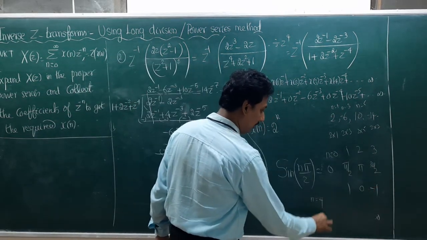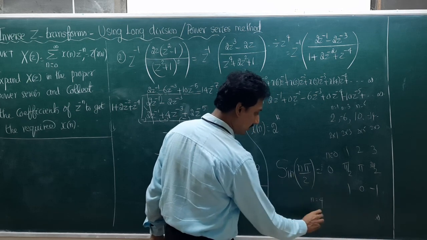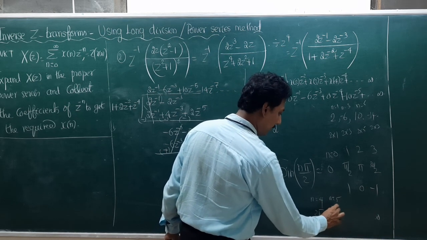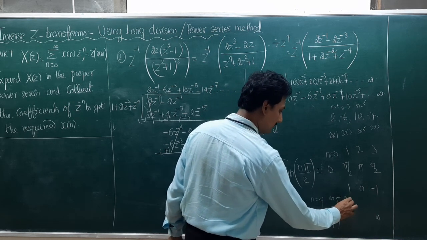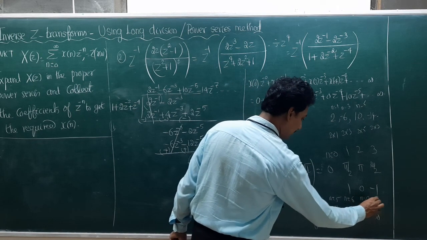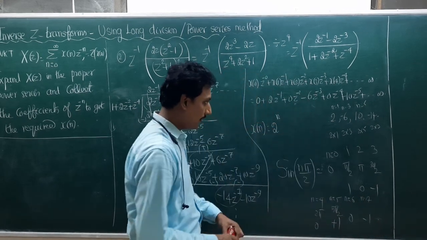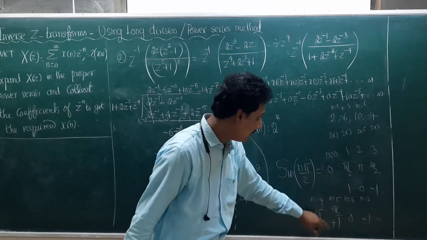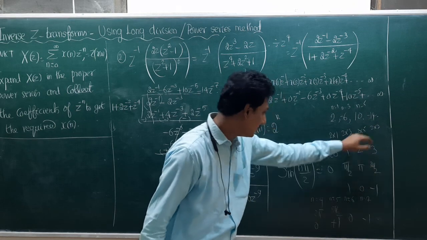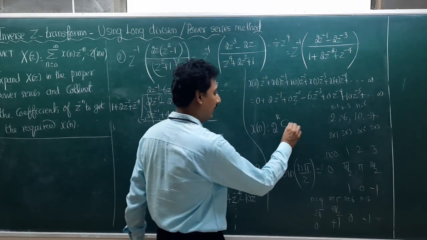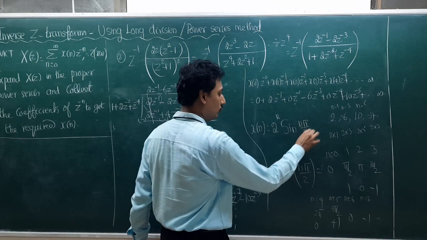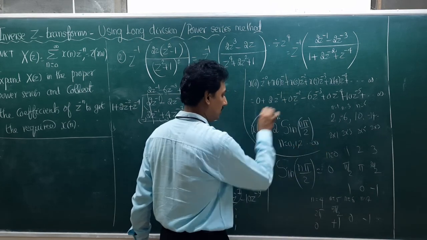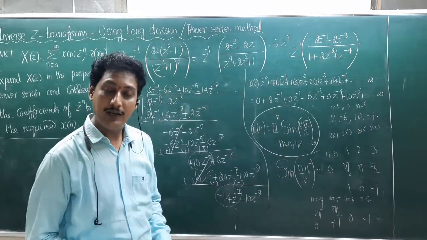For n equal to 4, it is 2 pi, sin 2 pi is 0. For n equal to 5, it becomes 5 pi by 2, it is plus 1. For n equal to 6, it is 0. For n equal to 7, this becomes 7 pi by 2, which is minus 1. So 1 means plus 1, 3 means minus 1, 5 means plus 1, 7 means minus 1. So this exactly looks like 2 to the power n into sin n pi by 2 for n equal to 0, 1, 2, etc. up to infinity. This is the required inverse of x of n.